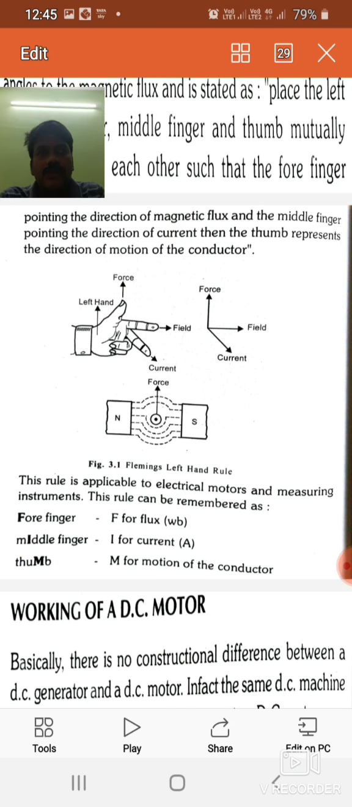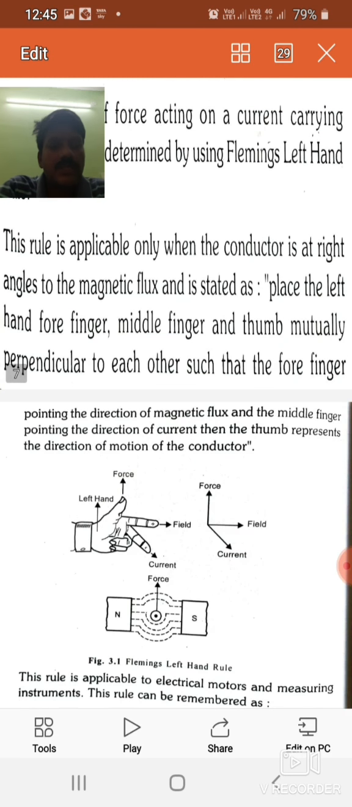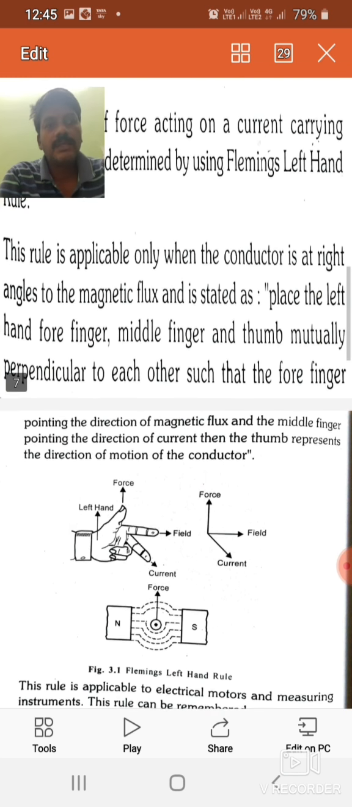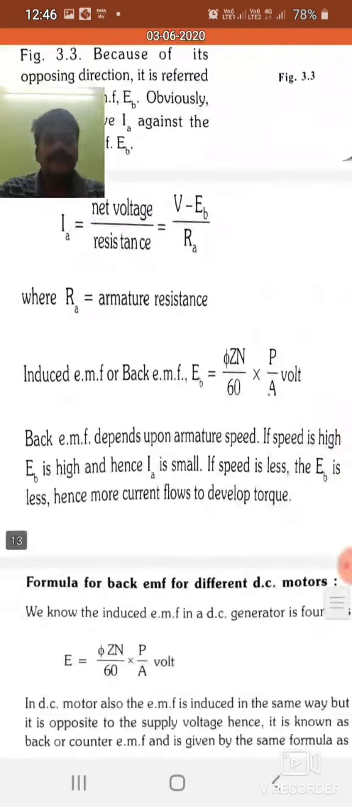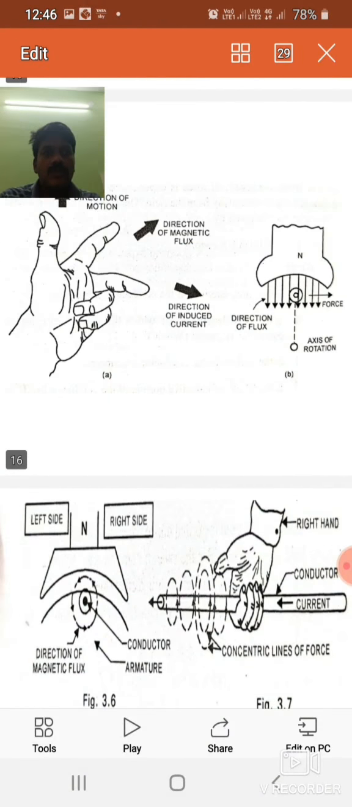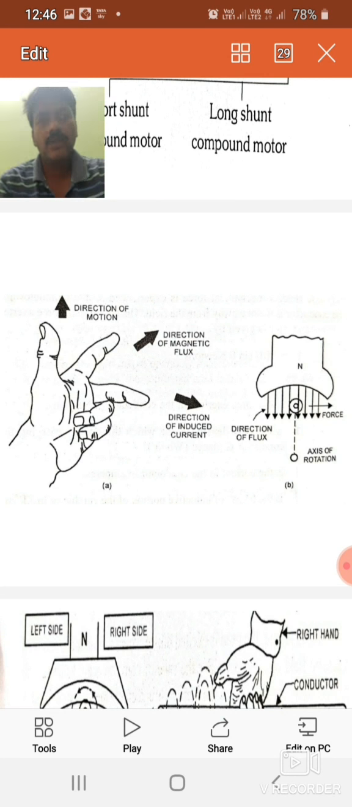Fleming's left hand rule: place the left hand, forefinger, middle finger and thumb mutually perpendicular to each other such that the forefinger points in the direction of the magnetic flux, the middle finger points in the direction of the current, and the thumb represents the direction of the motion of the conductor. So you can observe, it is very simple. Your left hand.